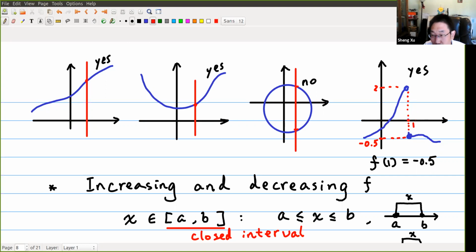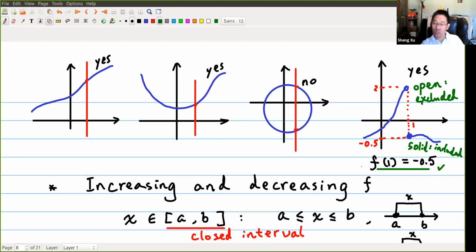But I want to emphasize one thing here. When I have this open circle here, it means this point is not a point on the curve, on the graph of the function. So at x equals one, the function value is not equal to two, because this point is excluded. Open means excluded. And for this one, I use a solid point, so that means it's included. This is a point on the graph. So what if I ask you, what is the value of f at one? Of course, you should tell me it is negative 0.5. Make sense to you? Just a convention at the breaking point.